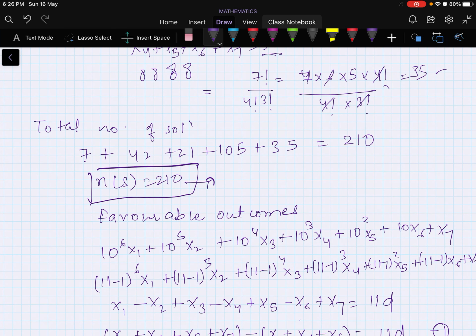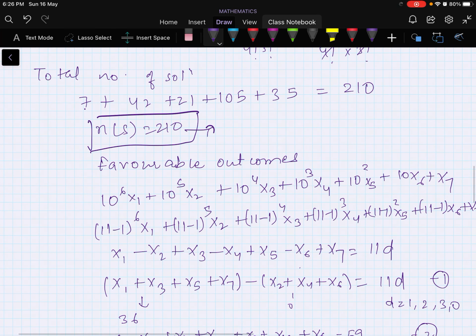Now we have to find the favorable outcomes. We know that a 7-digit number can be written as 10 to the power 6 x1 plus 10 to the power 5 x2 plus 10 to the power 4 x3 plus 10 to the power 3 x4, up to x7.